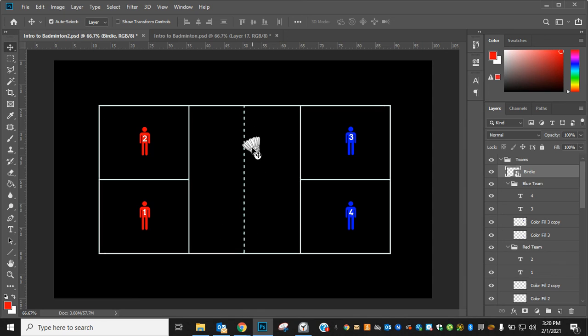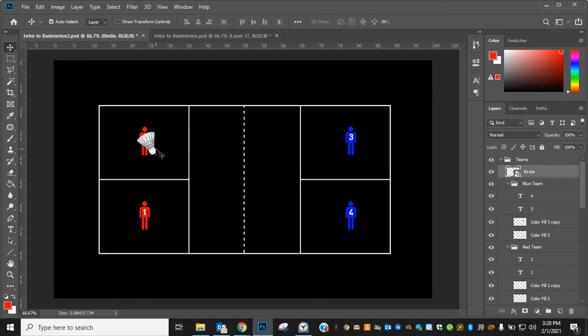Remember, the no volley zone is not out of bounds. It is in play. It is simply out of play on the serve. Because the birdie landed there on the rally, blue team is expected to return that birdie. Since they did not, red team now gets the right to serve.